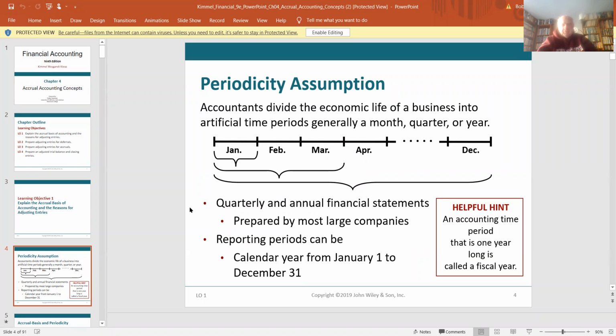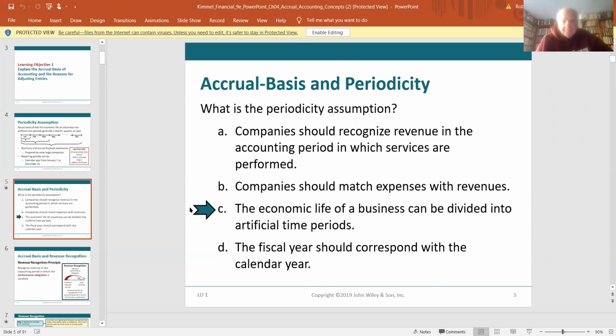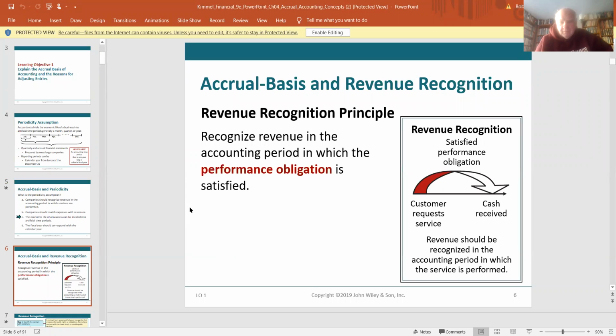And what they're starting off with is a word you've never used in a conversation, nor have I, periodicity. Periodicity. It simply means that a business's activities can be broken down into a finite time period, such as a month, a quarter, a year, okay? So we can report on the business for 1 month or whatever period we like. Accrual basis. What is the periodicity? The economic life can be divided into artificial time periods, okay?